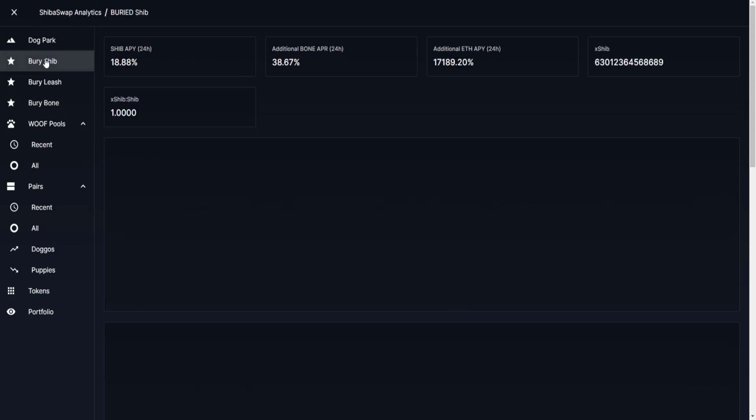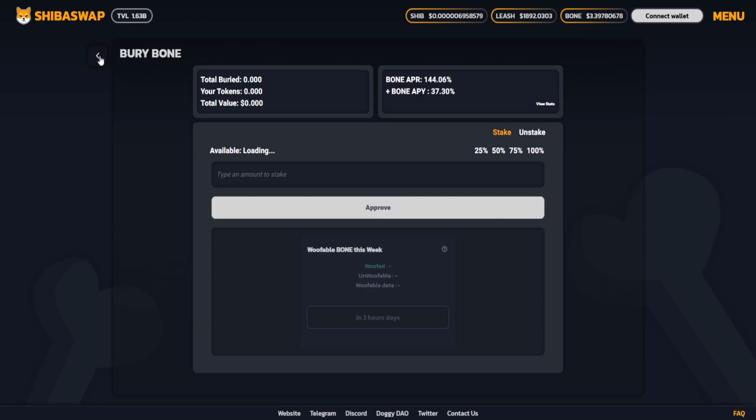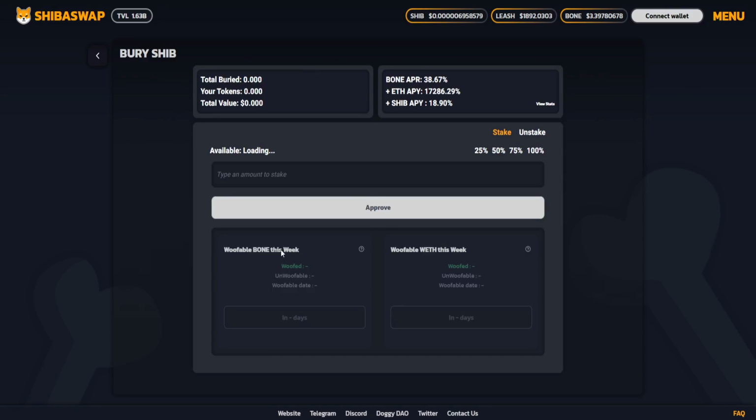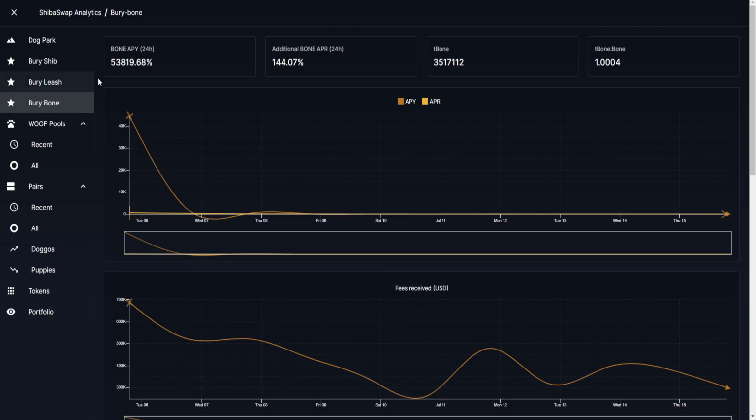Something that I did as a cross-reference, I went and looked at Berry SHIB, and again, this additional ETH APY, it's sitting at 17,000%, which is absolutely insane. And if you go to Berry SHIB here, you can see that that's actually accurate. So there is, like I said, a lot more questions than there are answers right now. Is this APY and APR accurate when it comes to Bone? I mean, a 53, almost 54,000 APY, it's absolutely insane. I got some questions about the difference between APY and APR. APY just takes into account compounding interest, APR does not. But I mean, this is absolutely ridiculous if these are actually accurate.